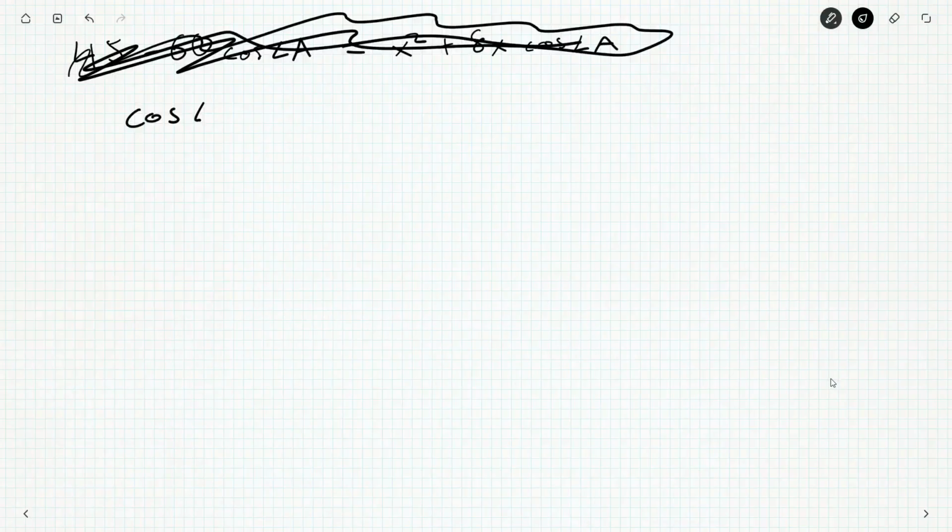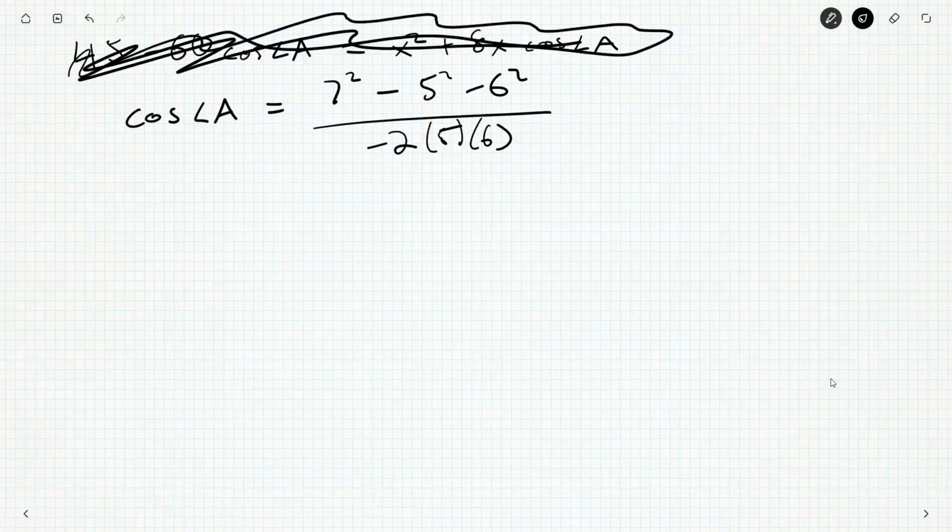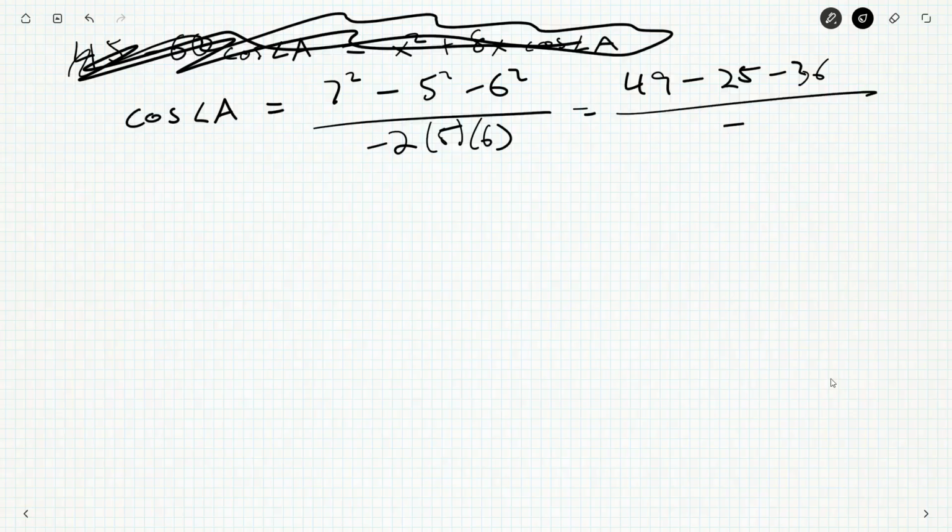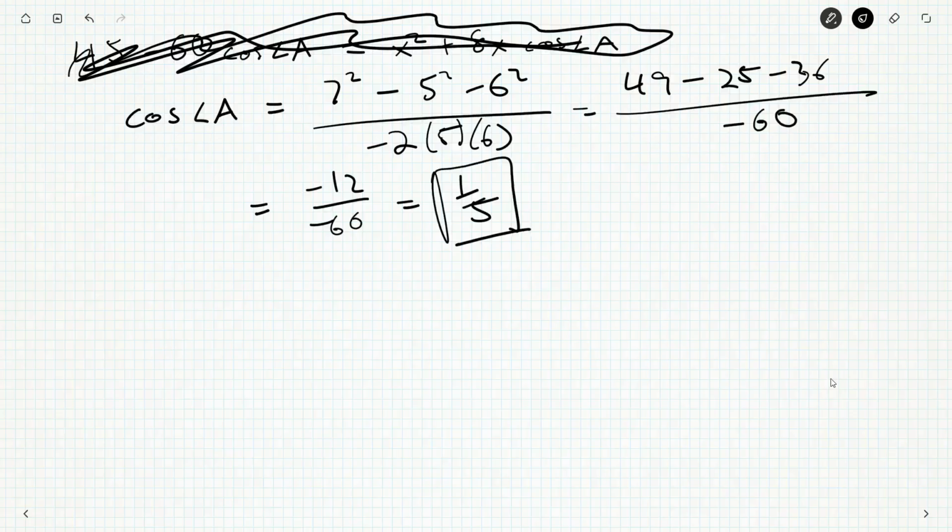Cos of angle A is just 7 squared minus 5 squared minus 6 squared all over negative 2 times 5 times 6. So it's 49 minus 25 minus 36 all over negative 60. 24 minus 36 is negative 12 over negative 60, which is 1/5. And that's a promising number.